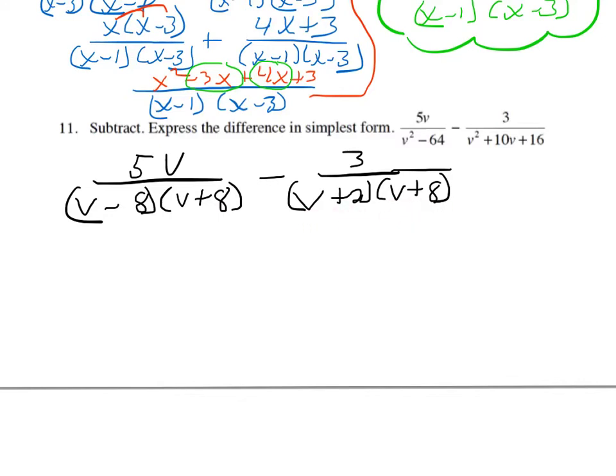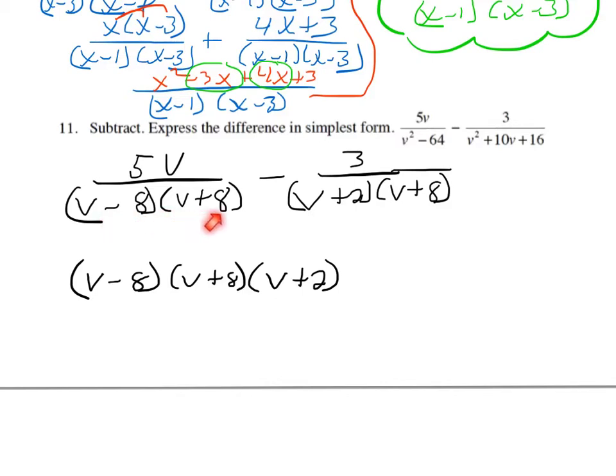So, what are all the different common factors? Let's think here for a second. Let's just write down our factors. So I have a v minus 8, I have a v plus 8, and I have a v plus a 2. So in doing that here, let's compare. How many v minus 8s do I have here? I have 1, so I need 1.